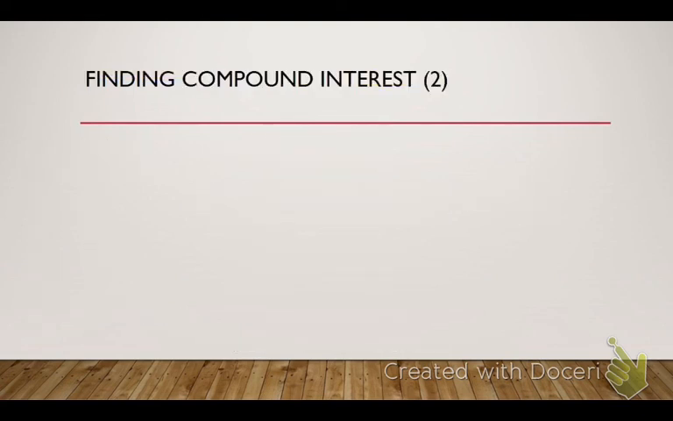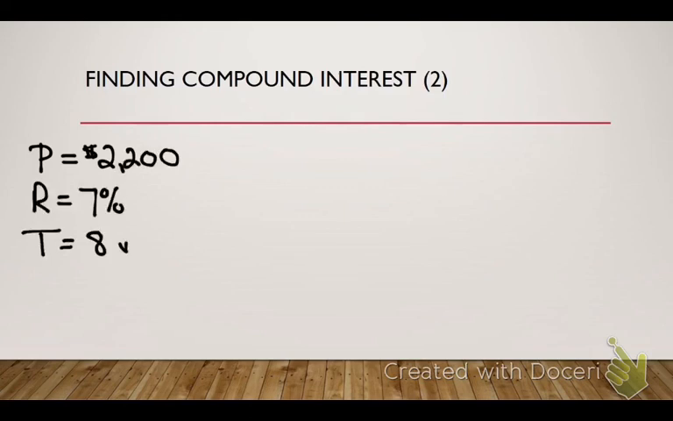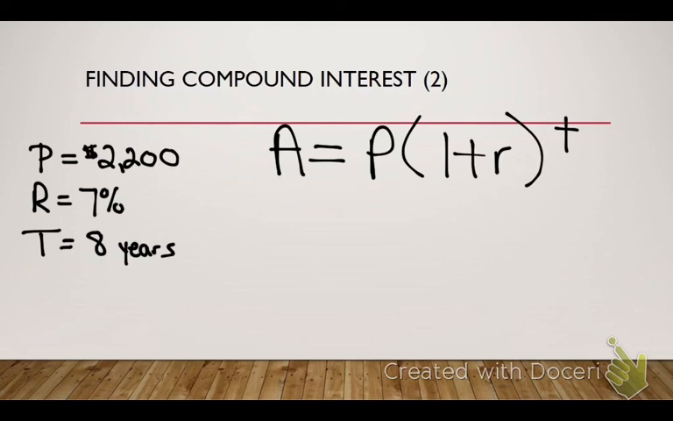All right, the last section on your test is compound interest. This is another formula that you must have memorized, and there are 2 questions on your test for compound interest. The directions will clearly state that it's compound interest. Okay? Your principal is $2,200, your rate is 7%, your time is 8 years. Plug these values into your formula and solve. Okay, so here's our formula. A equals P times 1 plus R to the power of T.